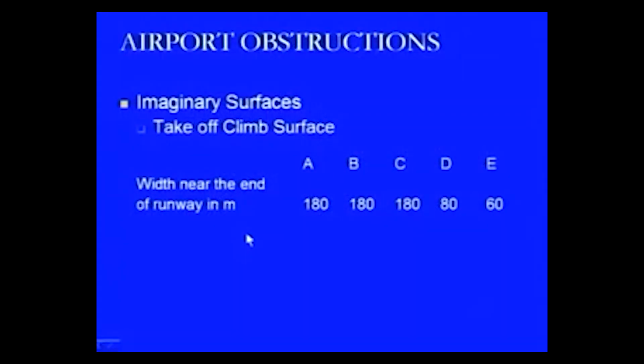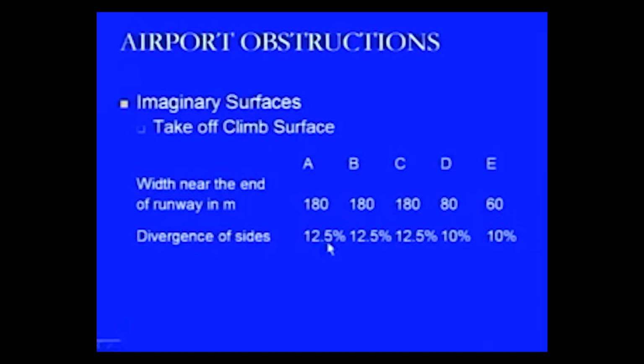And there are certain specifications with respect to the type of the airports A, B, C, D and E. The width near the end of the runway is 8 meters, it is 180 meters up to C, and 80 meters for D and 60 for E categories. Then divergence of sides.